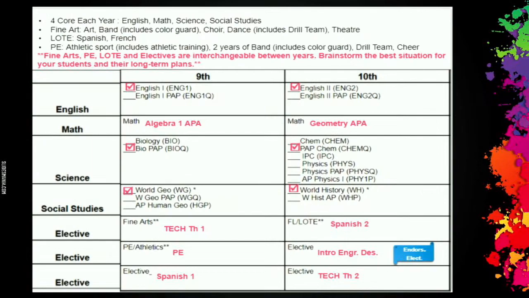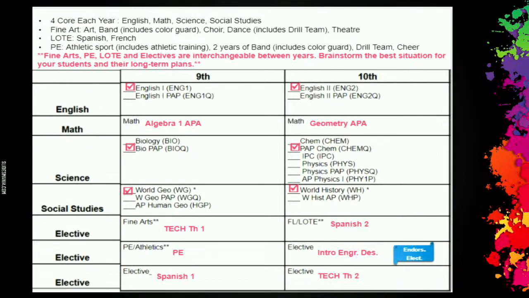So let's look up here on the screen. This is an example of a student who is under the STEM endorsement. For English, this student took regular English 1 in 9th grade, is taking APA Algebra 1, APA Biology, regular World Geography, and Technical Theater for their fine art credit. They're taking PE and Spanish 1. So that's what this student did.